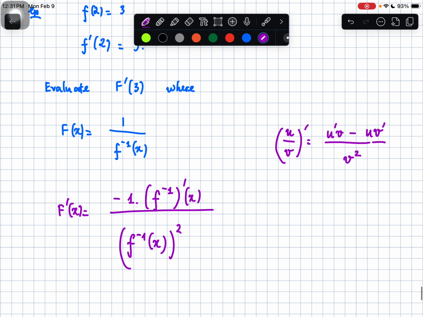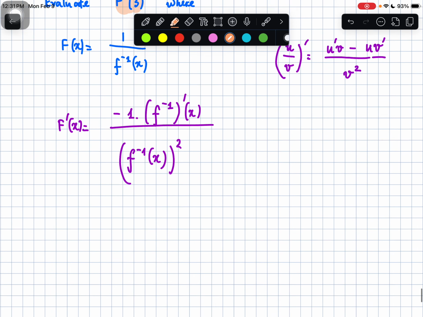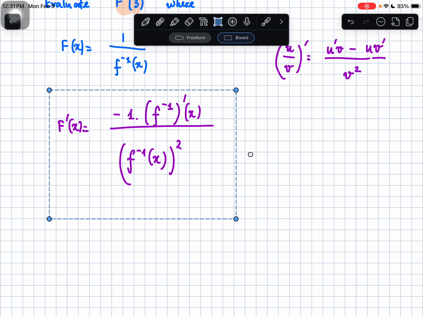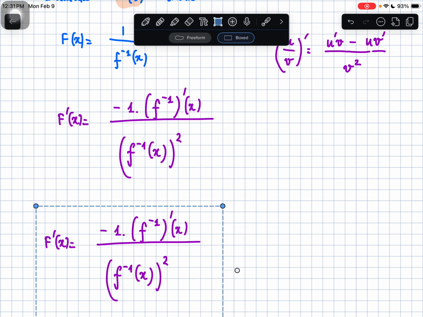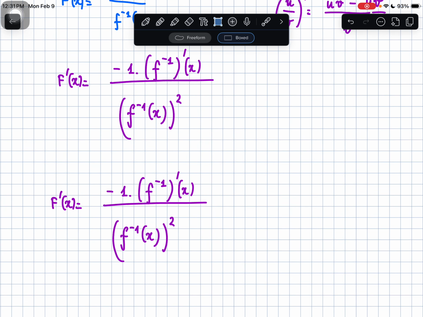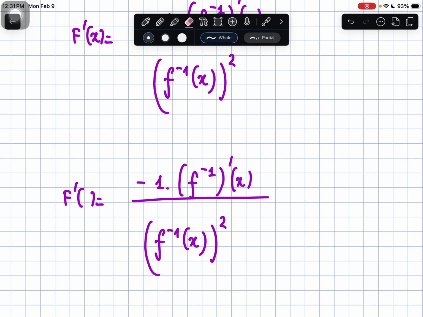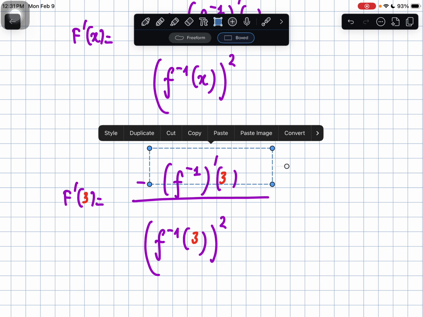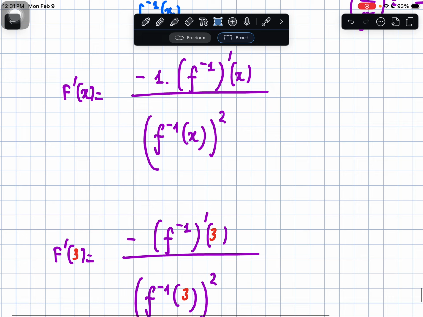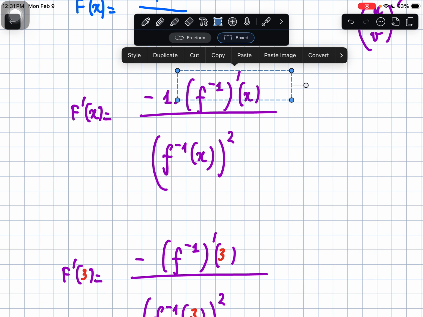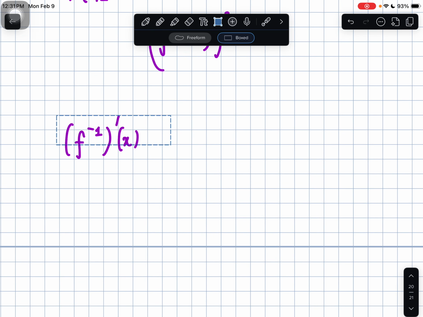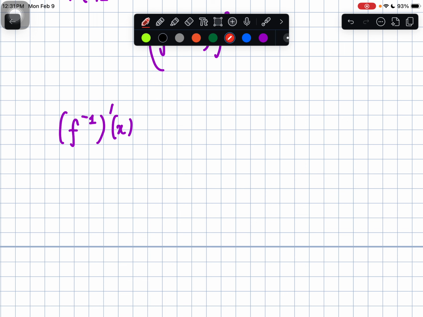Now we need to compute F prime of 3. So we replace x by 3. Here's minus 1, just minus this. Let's compute the numerator. In general, we want to compute f inverse prime of x.